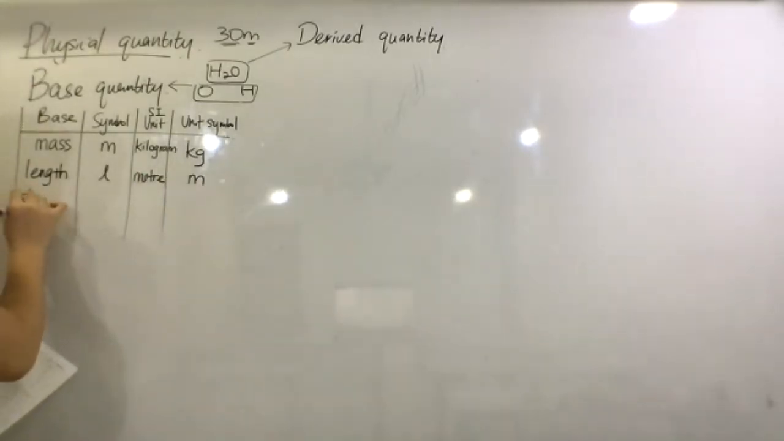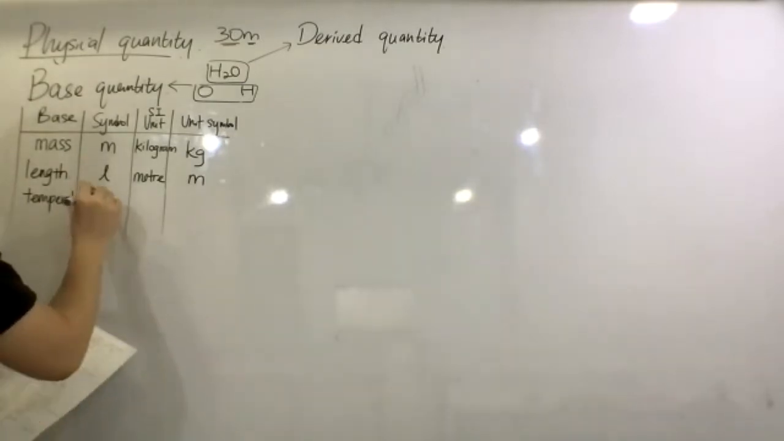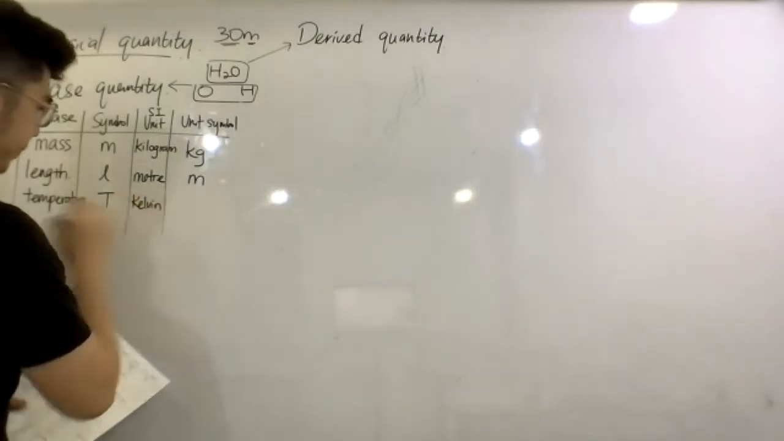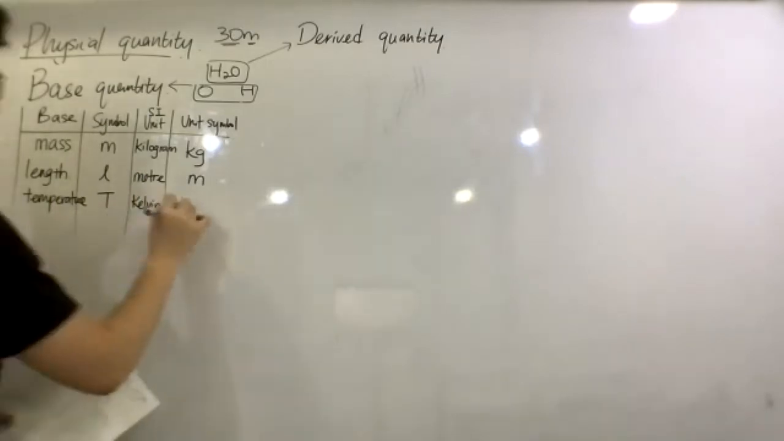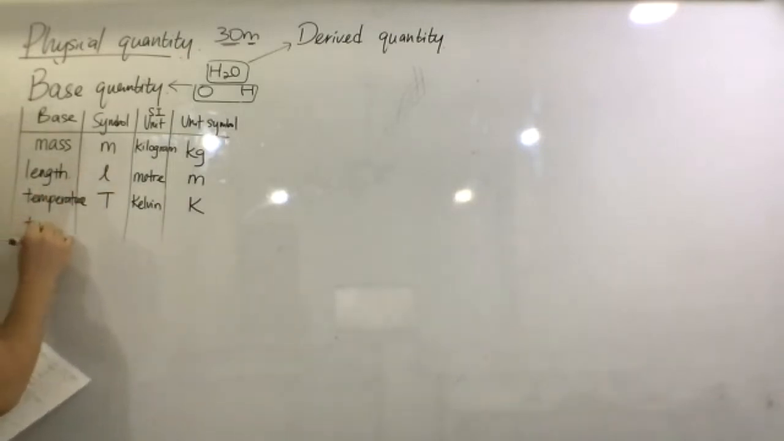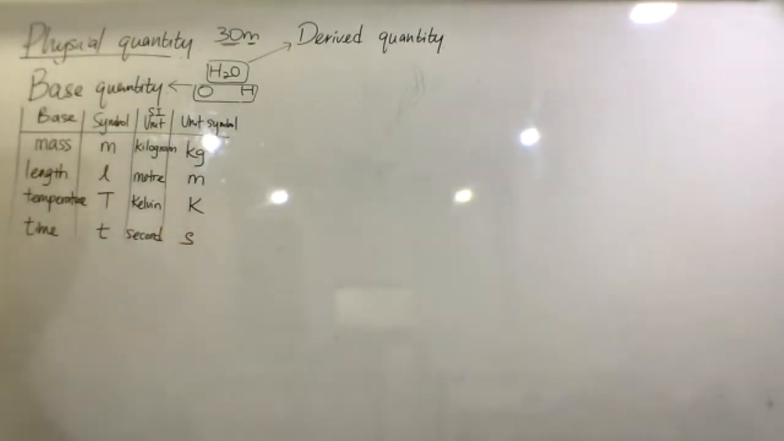Now, then we go to temperature. Temperature symbol, capital T, SI unit, this is Kelvin. And this one is capital K. All right, 1, 2, 3. We got another 2. Time. Time is small t, second, s. Actually, you have many more. These are just the 5 you need, the 5 that will be asked commonly.